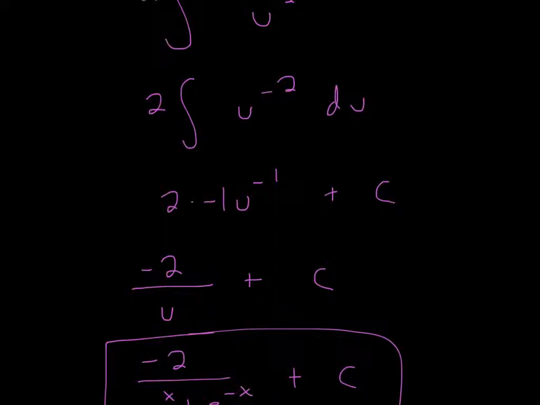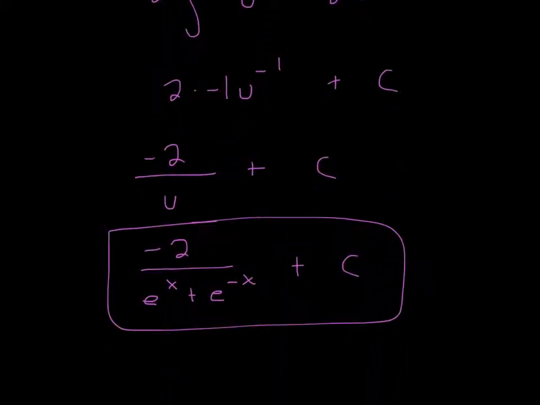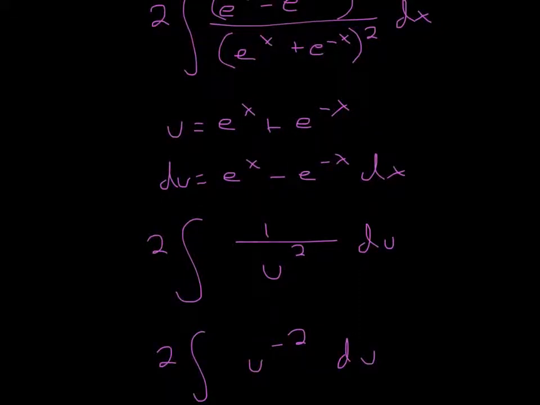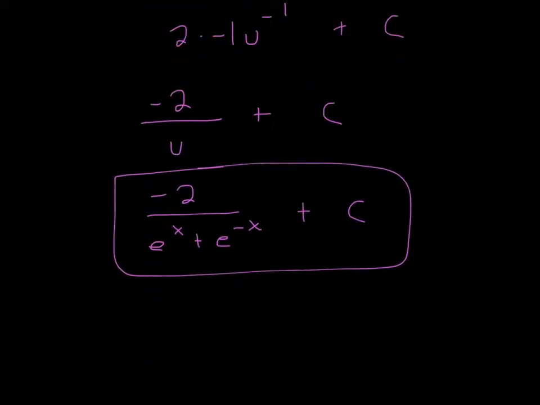u to the -1 is the same as 1 over u, so it's going to be -2 over u plus c, always remember the c. And then finally, we have to substitute u, and I said u was e to the x plus e to the negative x. So that's what I do, I just plug that in, and this will be your final answer.